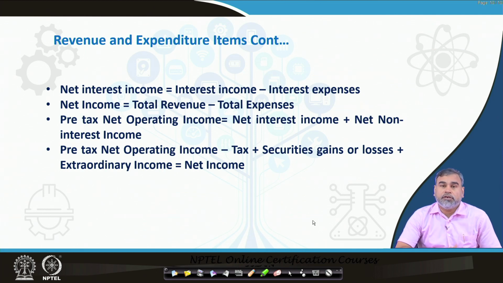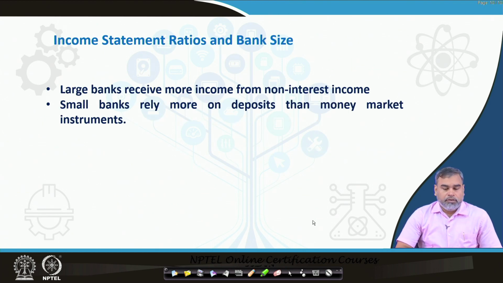So, these are the different ways we can calculate the financial performance from the income statement of a particular commercial bank. We also observe that there is a variation of the income statements across the size of the banks. And what kind of observations have we made? We have seen that large banks receive more income from non-interest activities. Non-interest income's percentage is relatively higher for the larger banks.